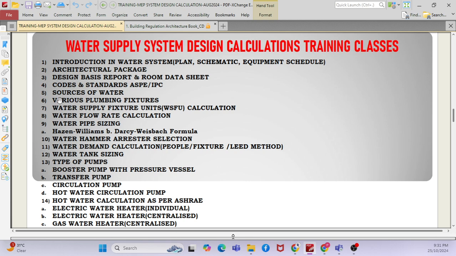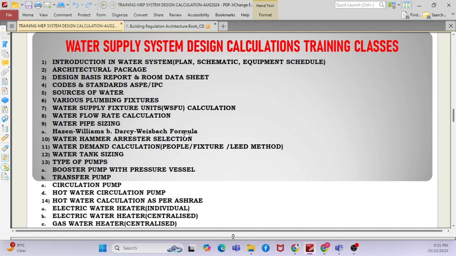But I request you to read those documents on the source of water, so that you will get an idea of the various plumbing fixtures and how to calculate the water supply fixture unit calculation. Based on that calculation, you can calculate the water flow rate. If you know the water flow rate, you can do the water pipe sizing.